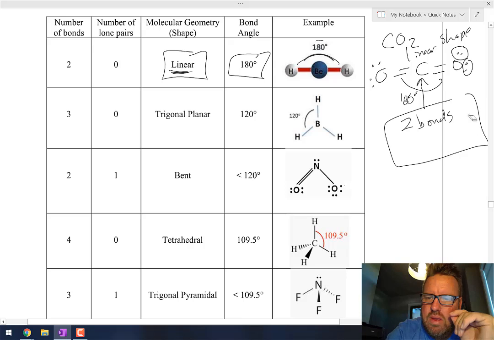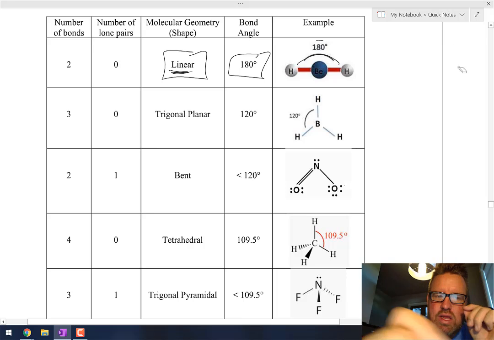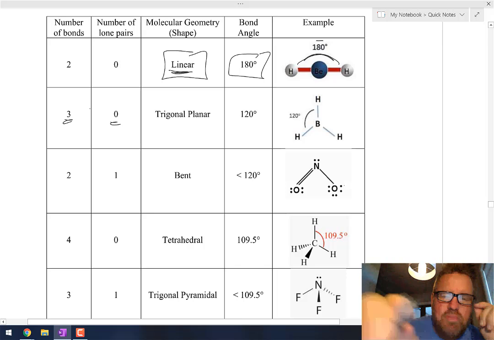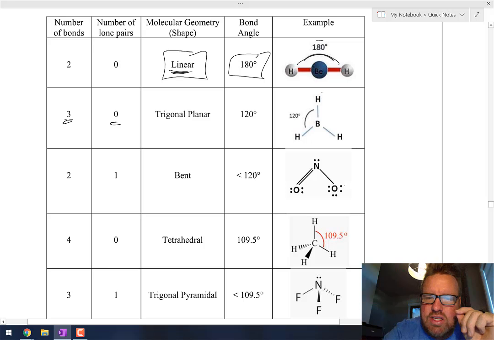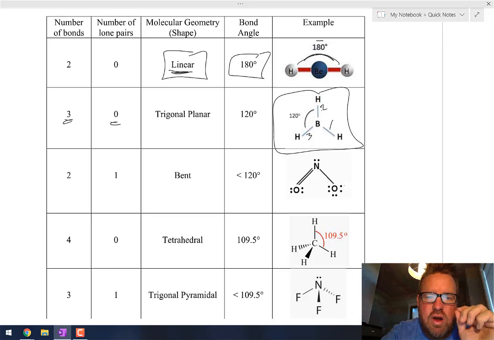All right, the next one that we need to be familiar with is one that has 3 bonds and, again, no lone pairs. So 3 bonds and no lone pairs is, for example, the BH3 molecule. Notice that there's no dots on the boron, no dots here at all, but there are 1, 2, 3 bonds. So this can't be linear, because linear can only have 2 bonds. This one is what we call the trigonal planar shape.